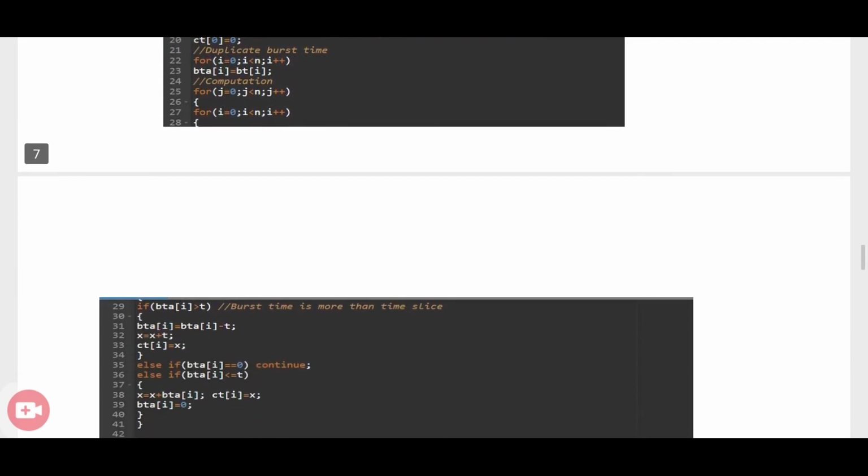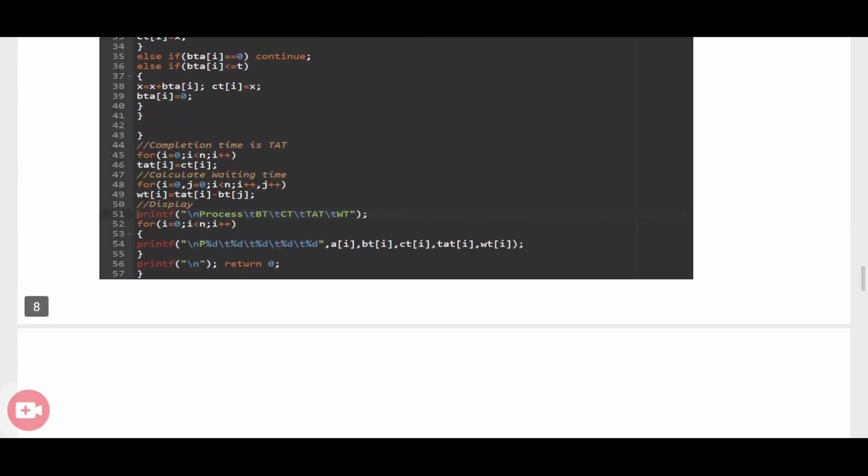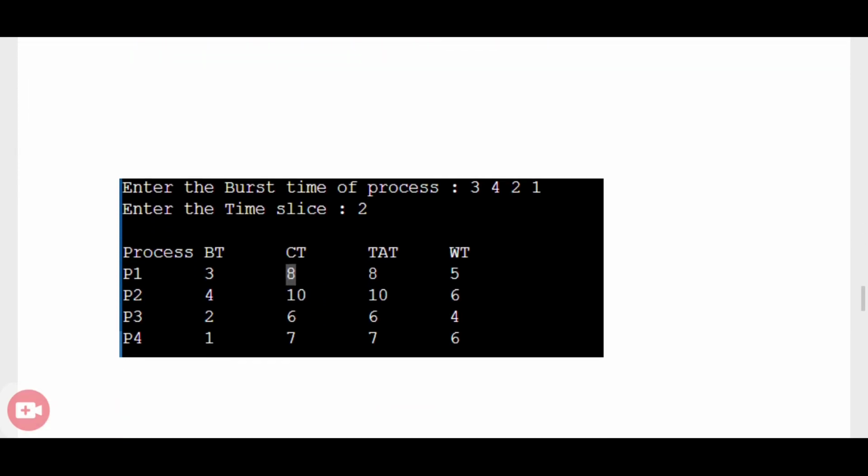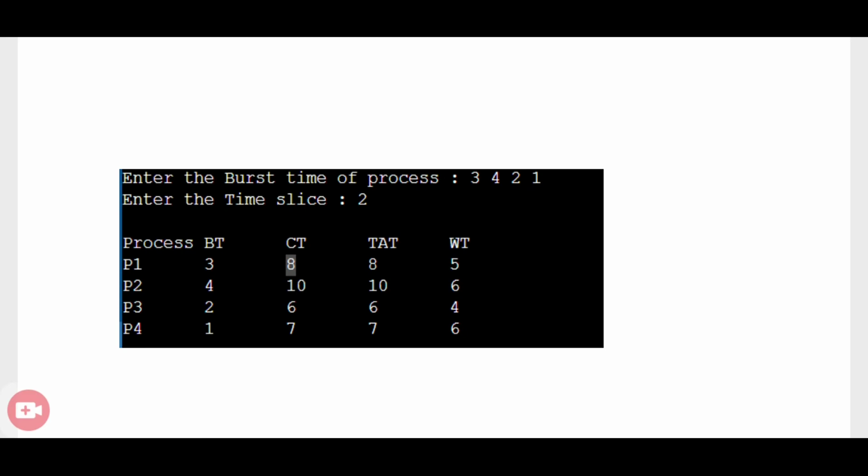That means you have to fix a time slice. So first you have to enter the number of processes, then the burst time of each process. Here 3, 4, 2, 1 are the burst times of P1 to P4. Then you have to enter the time slice. Here we entered 2 as the time slice.